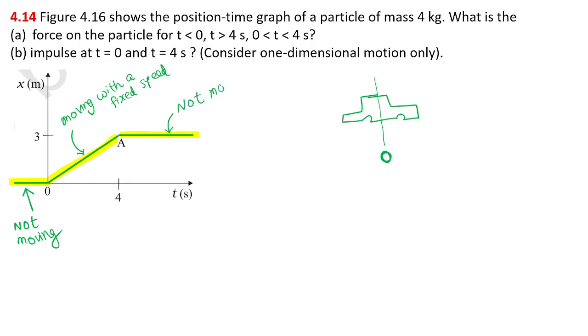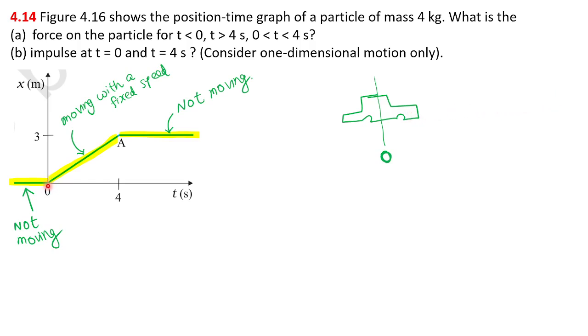I will repeat, don't worry. It is a textbook question, I will repeat. So this is a position-time graph: the position of the car as the time changes. As the time changes for a moving car, the position will be changing, right?